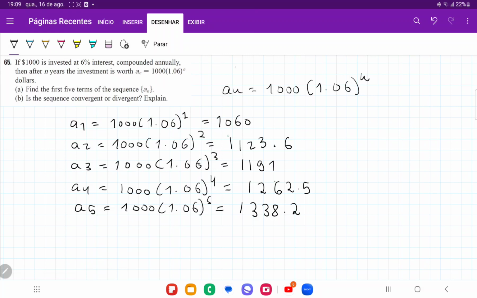5 terms, right? And we can see that the value keeps increasing. It goes from, in the first year, you're going to get $1,060, and then 1,123, and so on. In the 5th year, you're going to get 1,338, and it just keeps increasing. And so we can say here that A_n is divergent, right? And the reason that it is divergent is because of this guy right here.